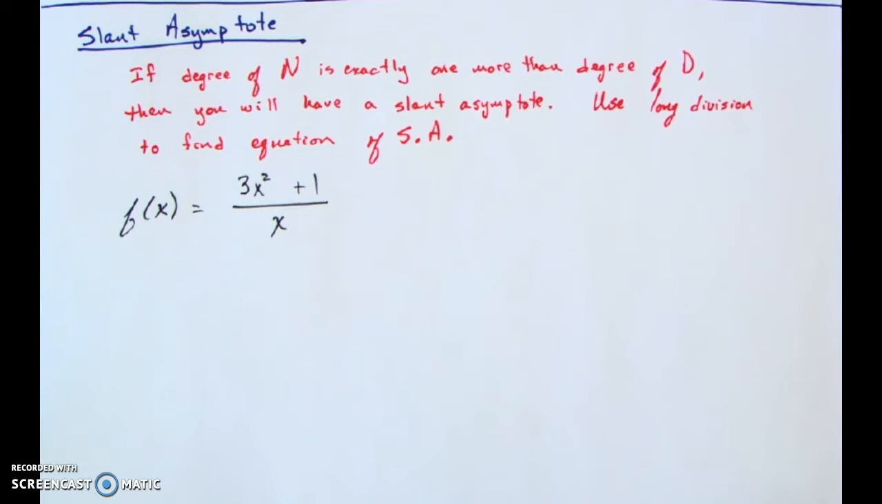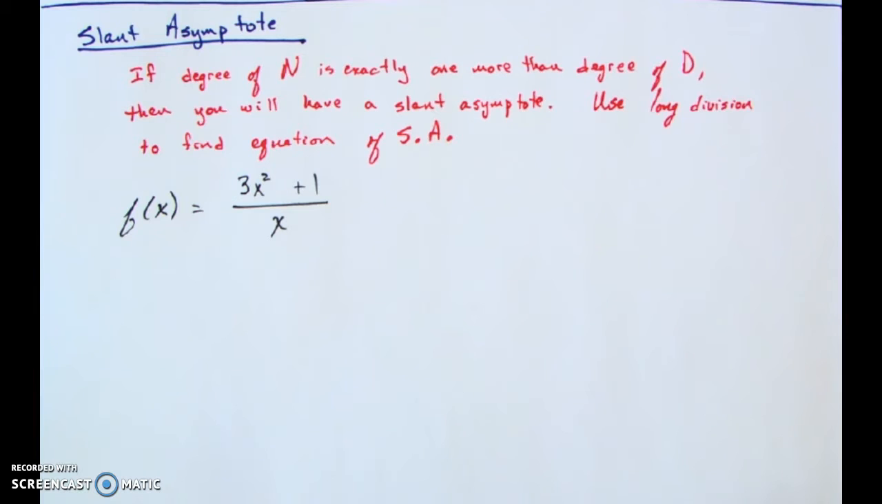We also could have a slant asymptote, and if the degree of the numerator is exactly 1 more than the degree of the denominator, that's when you will have a slant asymptote. And we'll use long division to find the equation of that slant asymptote. So in this example, we have our function 3x squared plus 1 over x.